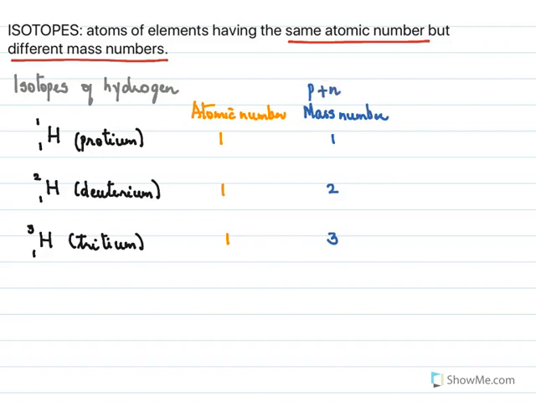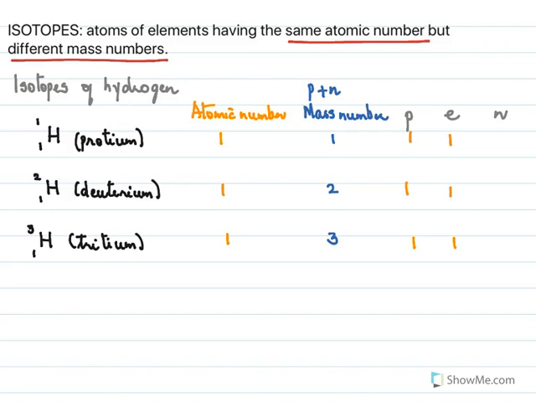Let's see the subatomic particles. Let us see how many protons, how many electrons, and how many neutrons. Now we know the protons is atomic number. So atomic number is number of protons. So all of them have the same number of protons, and that is 1. And number of protons equal to number of electrons. So number of electrons 1, 1, 1.